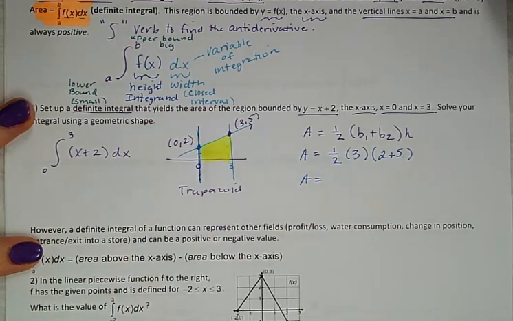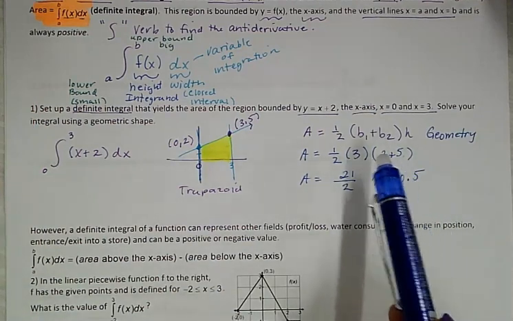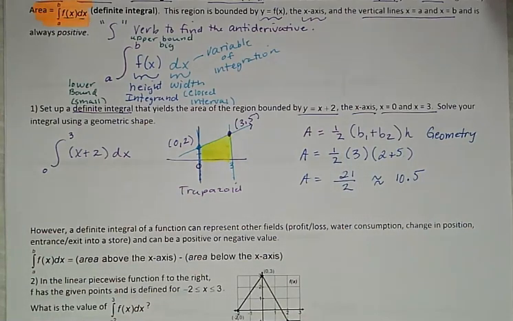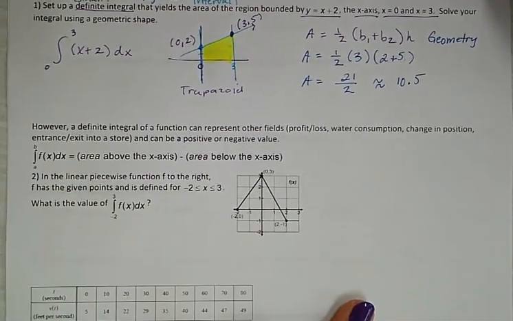So take a moment and calculate what the area value is using geometry. Doing the math, 2 plus 5 is 7, 7 times 3 is 21, and half of 21 is 10.5. It didn't give us any units to use here, so we won't have any units in our answer. So that's what one might look like, finding the area under the curve using geometry.